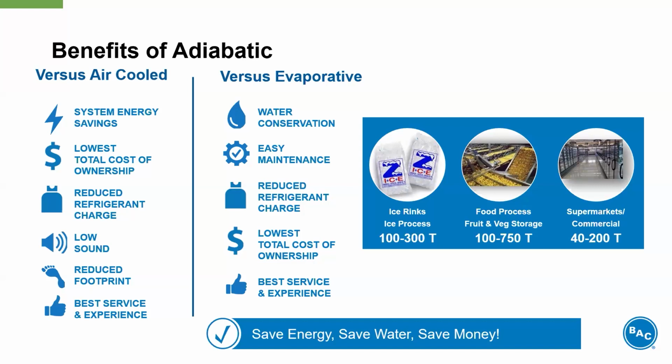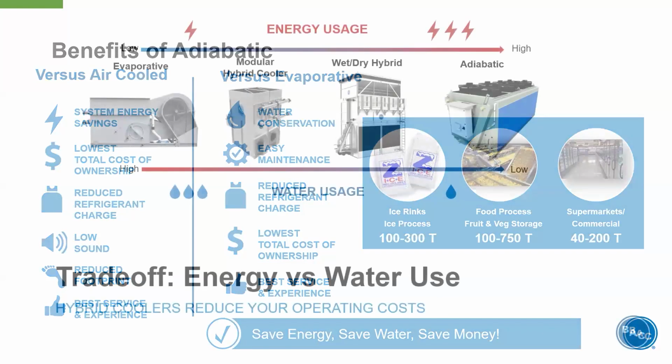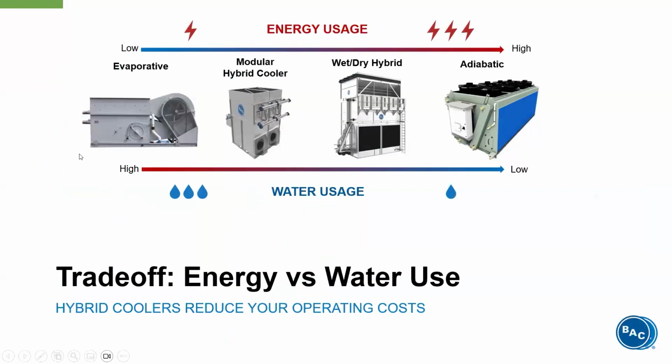Versus evaporative, we're going to save considerable amounts of water. We're going to reduce the maintenance requirements and chemical water treatment that is needed for an evaporative, and also reduce total cost of ownership in terms of saving on maintenance. So we've established this spectrum or this range of products from evaporative, hybrid, and adiabatic. And now I'm just going to explore a little bit the trade-off between energy and water use.